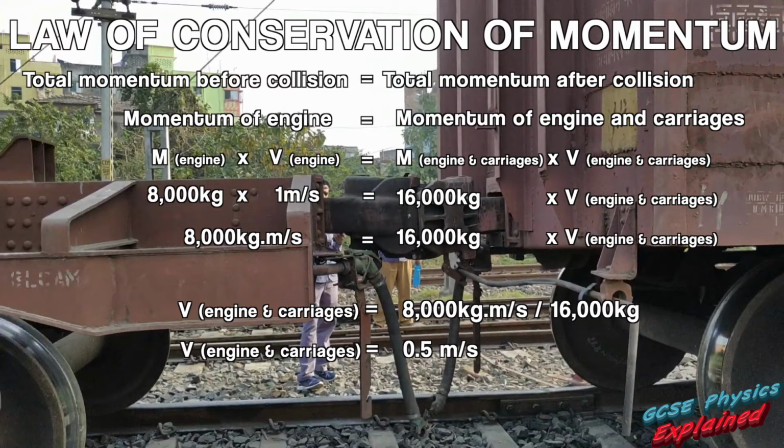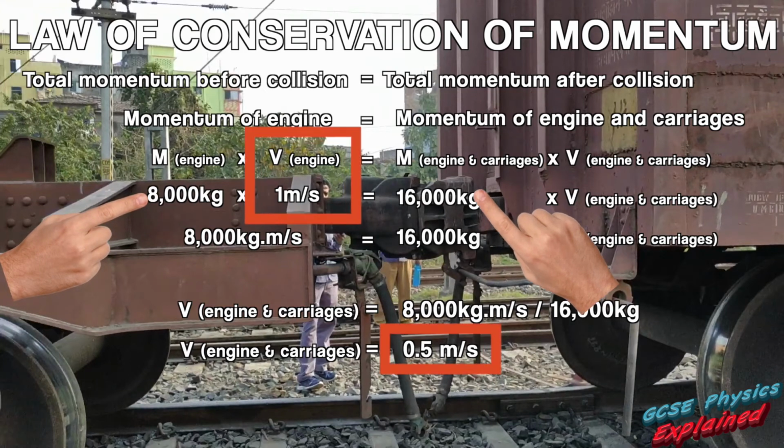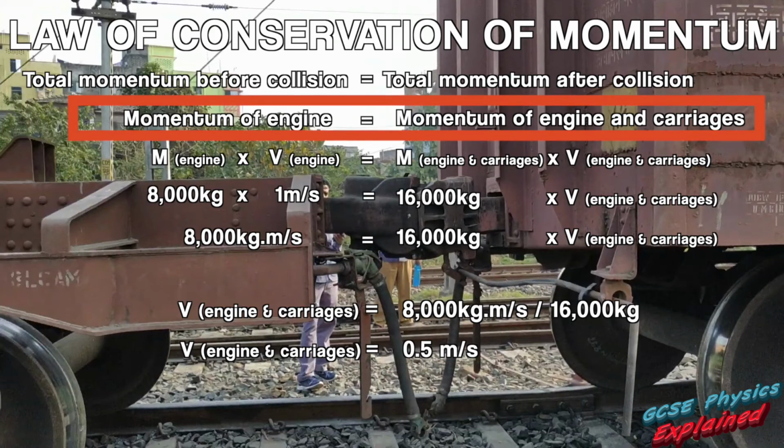So you can see the velocity of the engine and the carriages is only half of the engine's original velocity. This makes sense because the engine and the carriage's mass is twice as big as the original engine's mass, which proves the momentum at the start before the collision is equal to the momentum at the end after the collision.